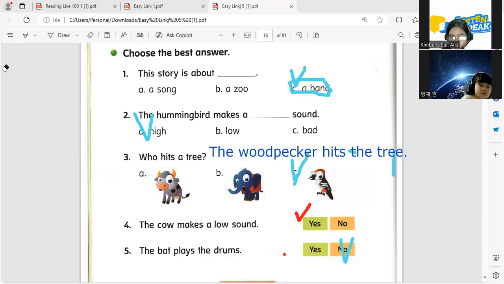Why is it no? Why no, Tori? Because the bat is a singer. Can you say the bat is the singer? The bat is the singer. Very good. That's nice. Okay, so let's try something here.